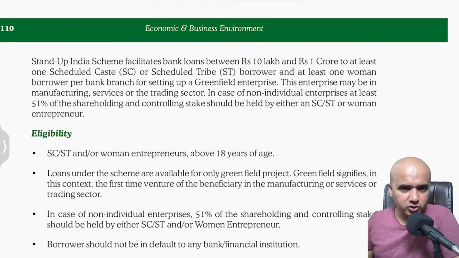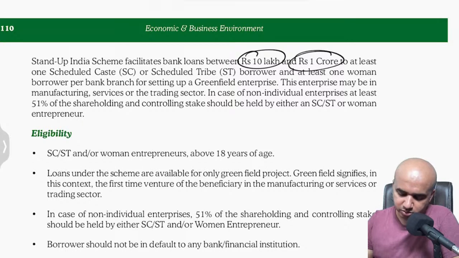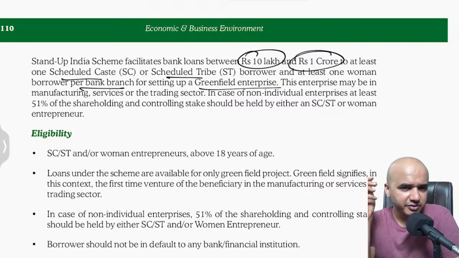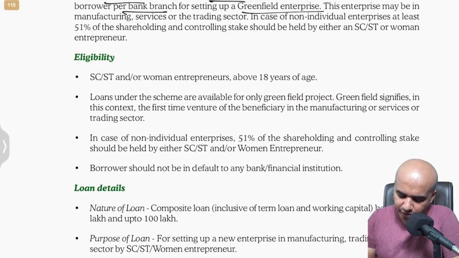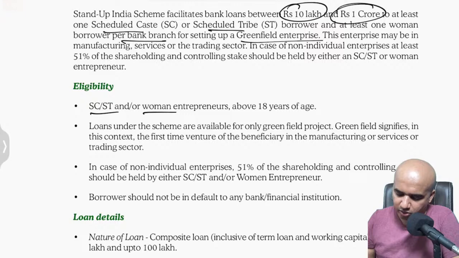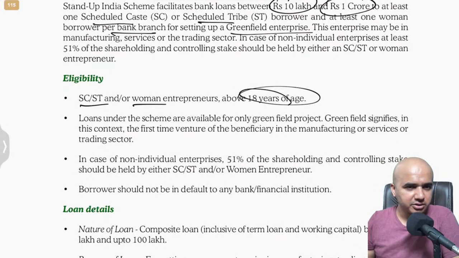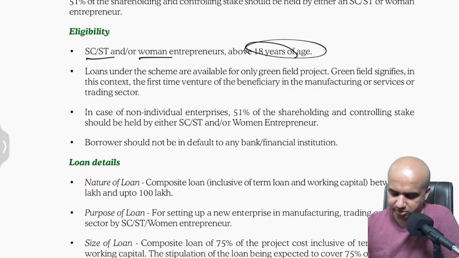So the facility is bank loans between 10 lakh rupees and 1 crore to at least one scheduled caste or scheduled tribe borrower and at least one woman per bank branch for setting up a greenfield enterprise. It's a very interesting initiative. I should check how exactly this has progressed now. So who could have taken advantage of this? Any SC or ST and women entrepreneurs above age 18. They still can take advantage of this scheme.